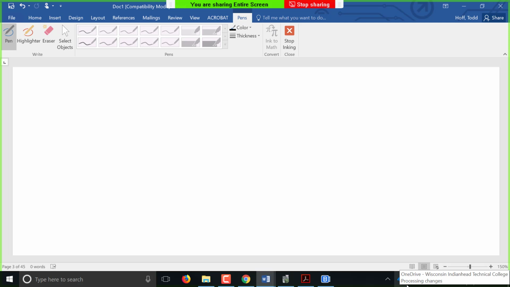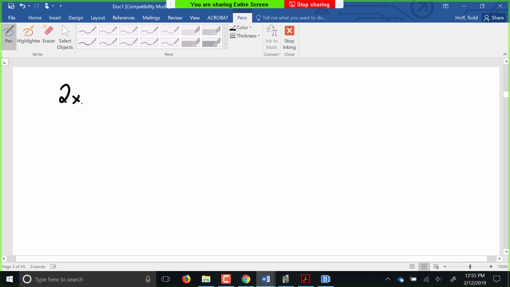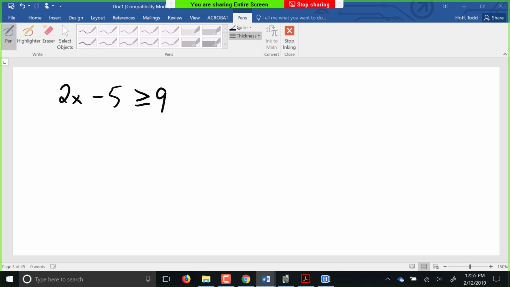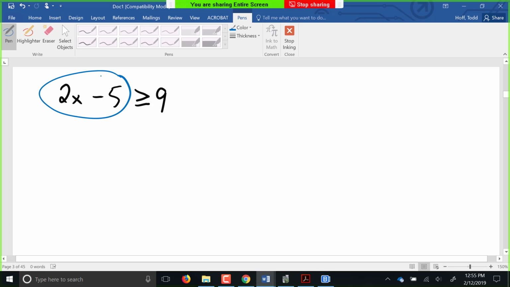More interesting than just that dot on the number line, we had things that looked like this. 2x minus 5 is greater than or equal to 9. Now, we solve this just like any other equation, but right now it is an inequality. It's saying whatever value x is, it has to make this expression, 2x minus 5, at least 9, either 9 or larger.